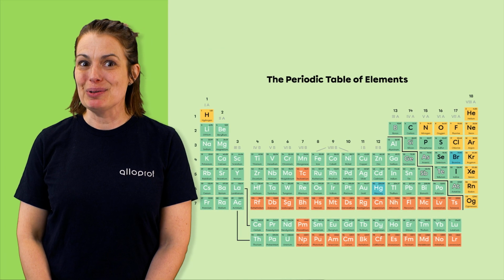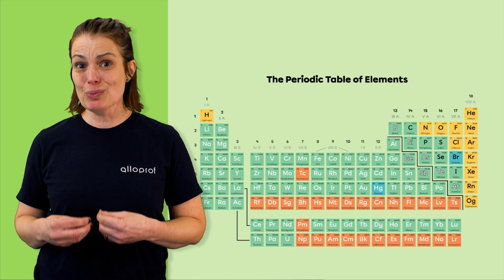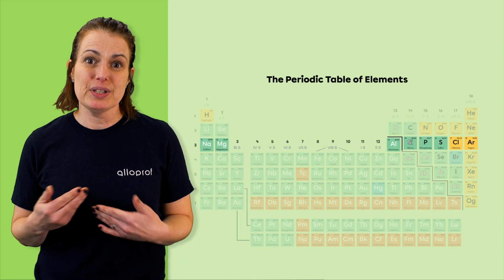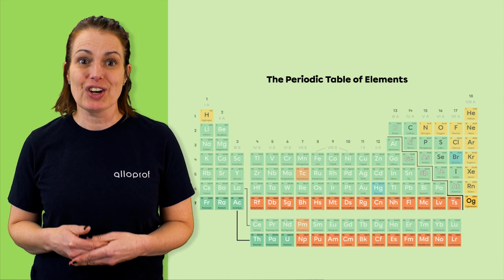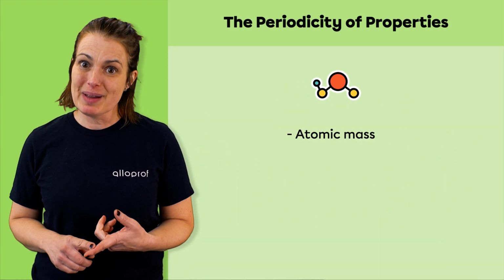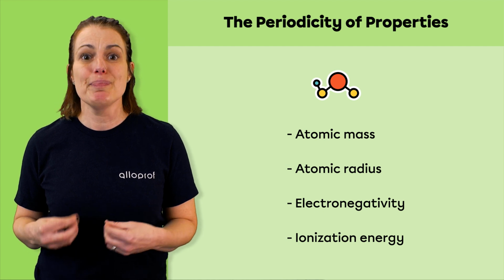In the periodic table, the chemical and physical properties of the elements vary in predictable ways within the period. The same pattern repeats from one period to the next. These repetitions are called the periodicity of properties. Among others, the atomic mass, radius, electronegativity, and ionization energy are periodic properties.